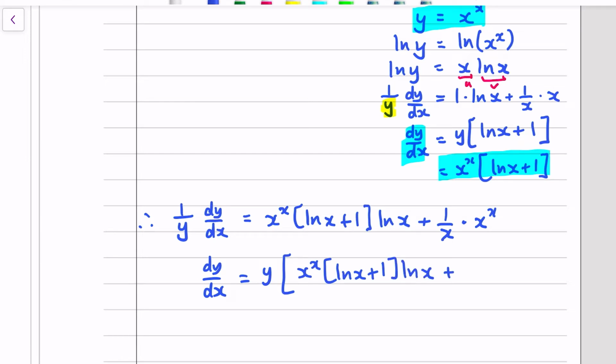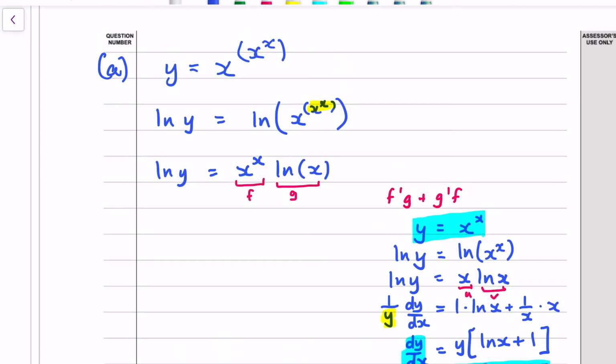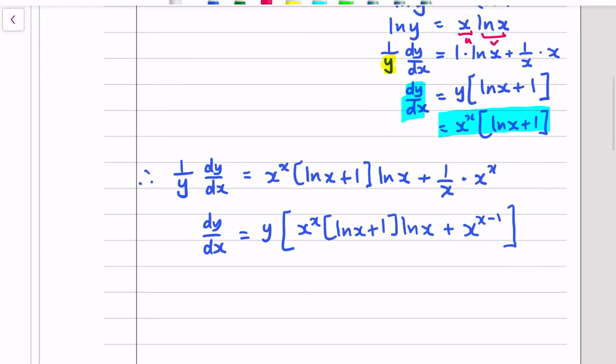and x to the x times 1 over x is x to the power of x minus 1. x to the power of x divided by x to the power of 1. And in this case, y was the original function, x to the power of x to the power of x. So just remember that, I'm not going to rewrite it out again, but x to the power of x to the power of x.